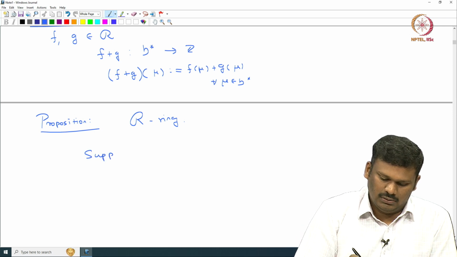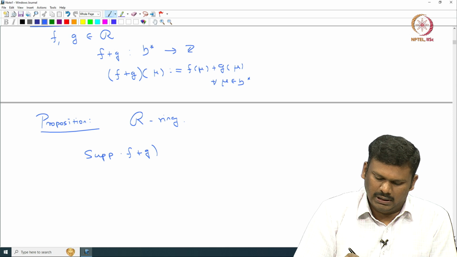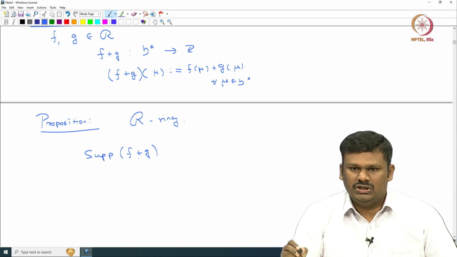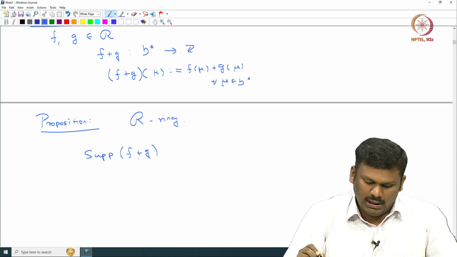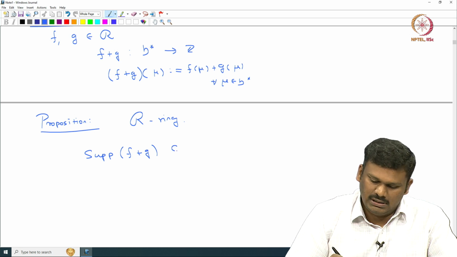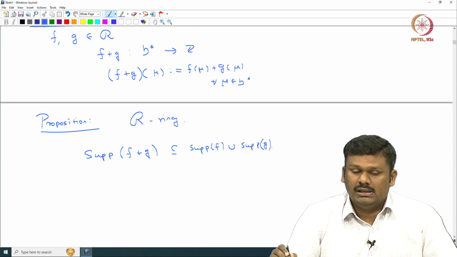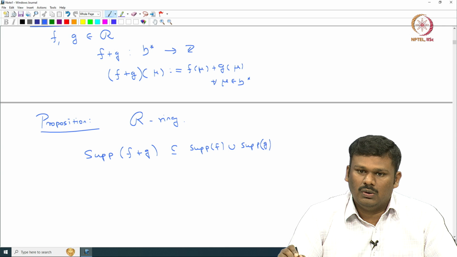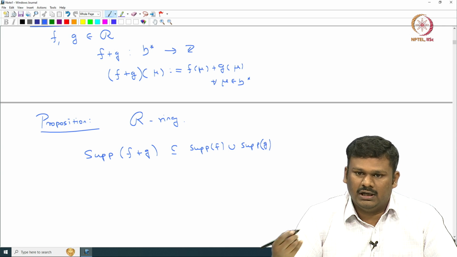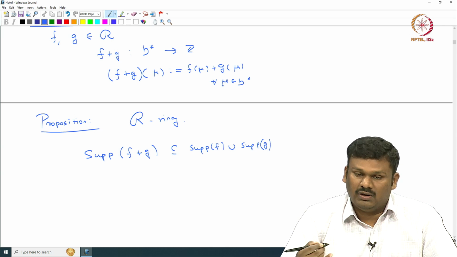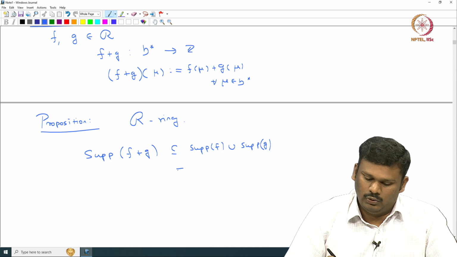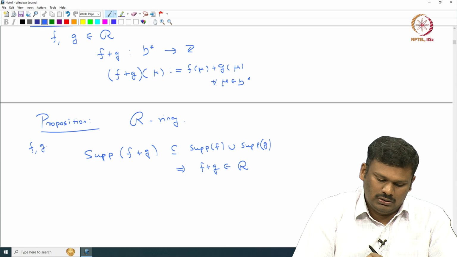So, I will just write down the relation. If you take f and g, and look at f plus g, then it is easy to see that the support of f plus g is contained in the support of f union the support of g. Since the support of f is contained in finitely many cones and the support of g is also contained in finitely many cones, that implies the support of f plus g is contained in finitely many cones. So, this implies f plus g is again inside R.